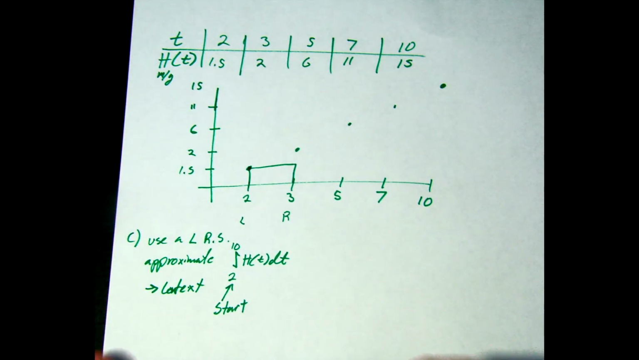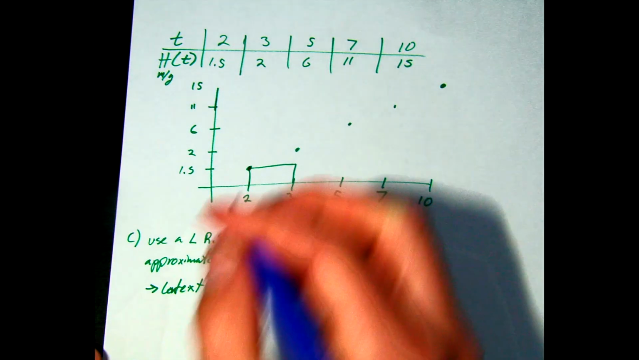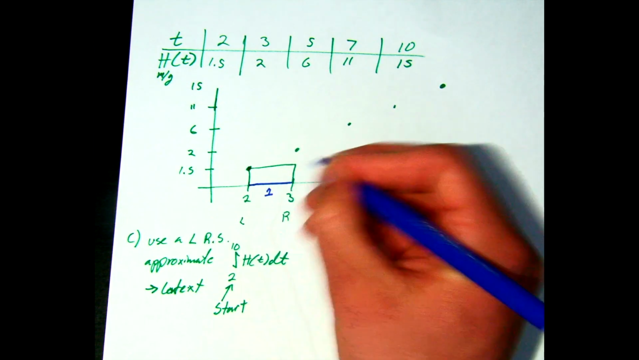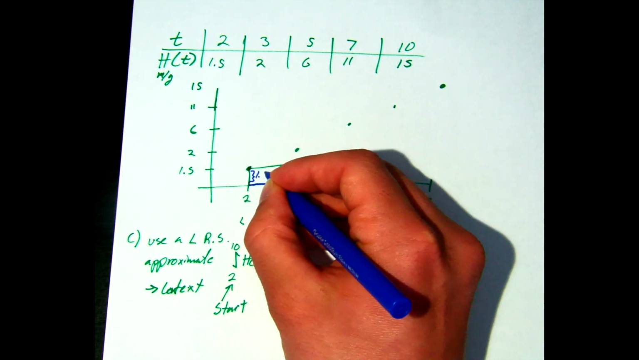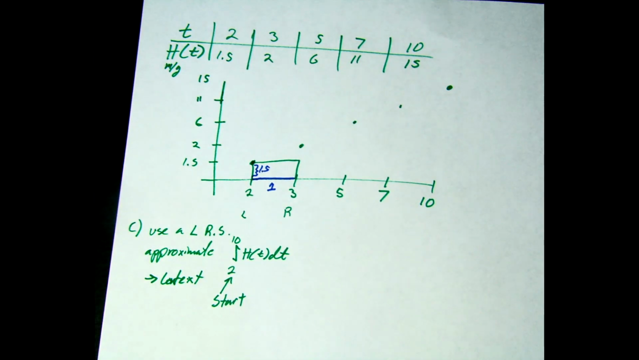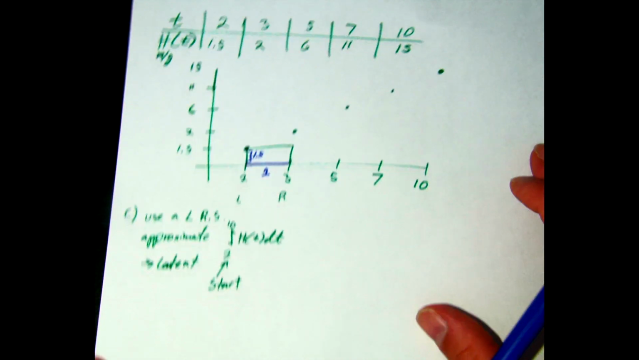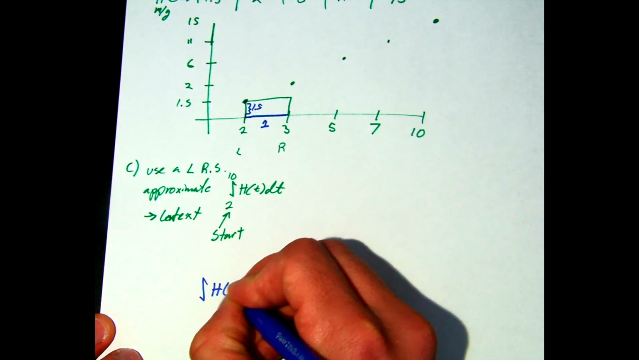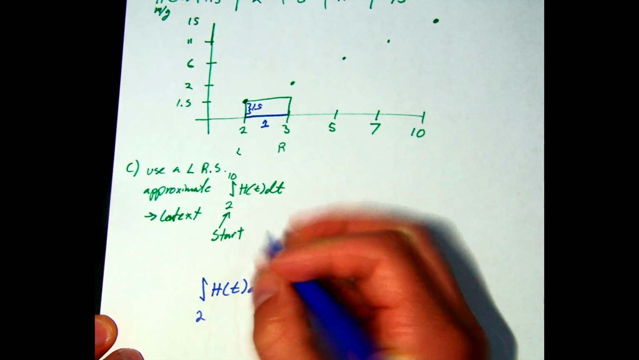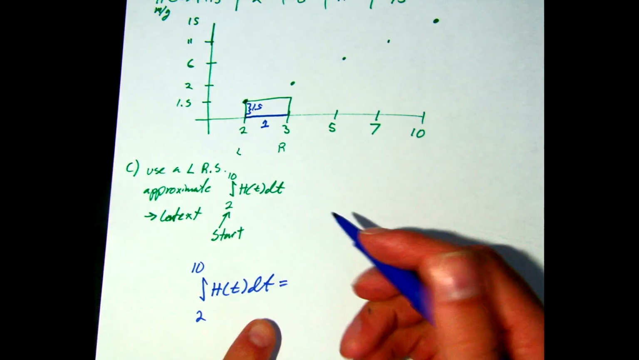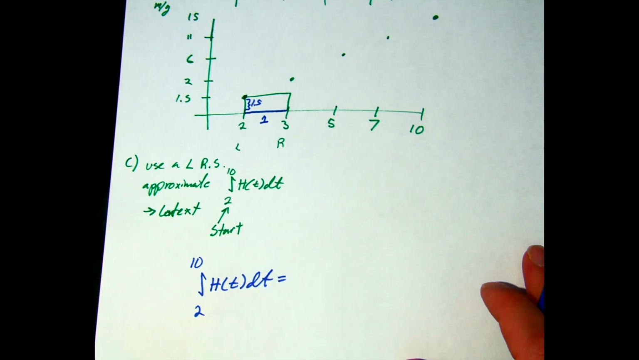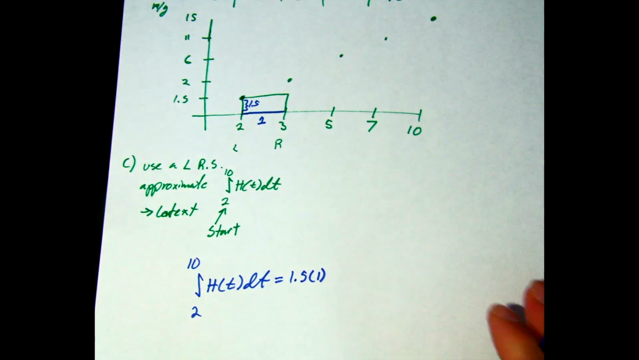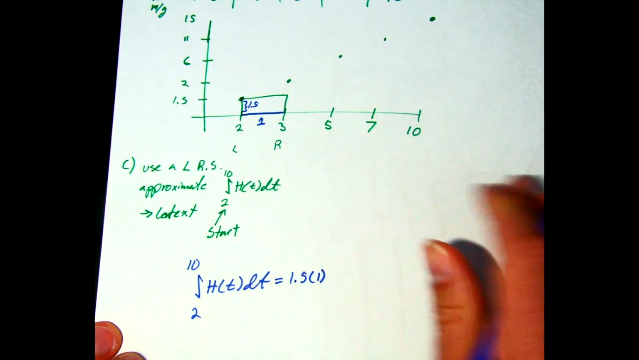Now we've also learned that an integral can mean area. So I'm going to have to find the area of this. I see this is 1 space, and this is 1.5. Gosh, I did not draw this to scale, did I? So when we go to do our answer, I'll say the integral of h of t dt from 2 to 10. I'm going to do the area of all these little boxes. So the first one, I'm going to write 1.5 times 1.